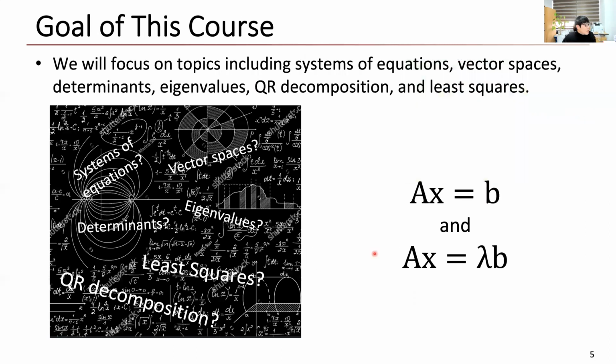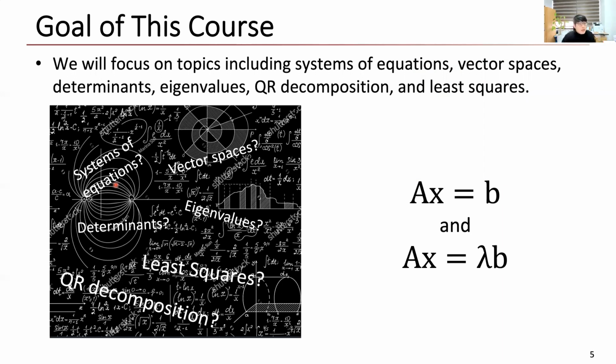Okay. What do we learn in this course? The title of this course is Linear Algebra. In this course, we will focus on topics including systems of equations, vector spaces, determinants, eigenvectors or eigenvalues, QR decomposition, or least squares. These techniques will be used in many of your advanced courses like machine learning or deep learning in the computer science department.